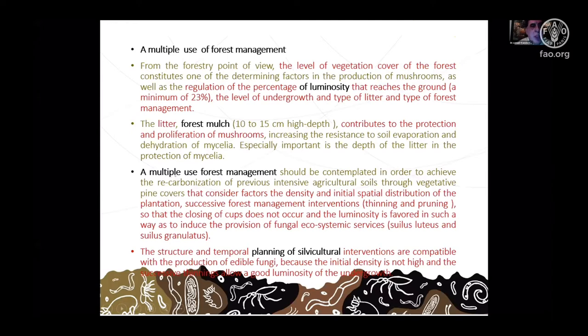Multiple-use forest management should be contemplated in order to achieve the recarbonization of previously intensively farmed agricultural soils through vegetative cover of radiata pine or pine. You have to consider the density, the initial spatial distribution, and the successive forest management with thinning and pruning, and also the luminosity is favored so as to induce provision of fungal ecosystem services. The structure and temporal planning of silvicultural interventions are compatible with the production of edible fungi.